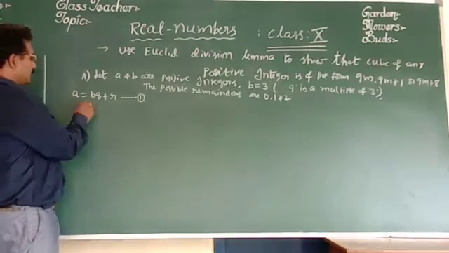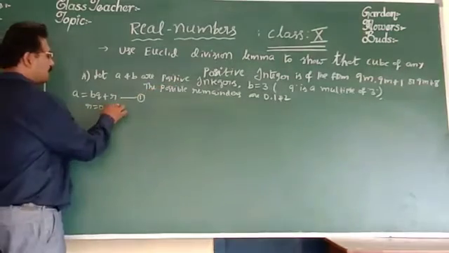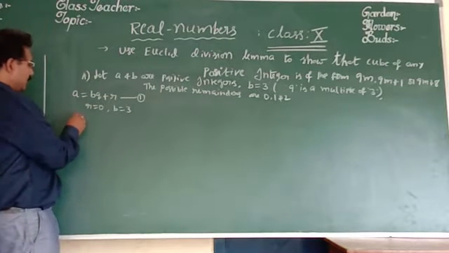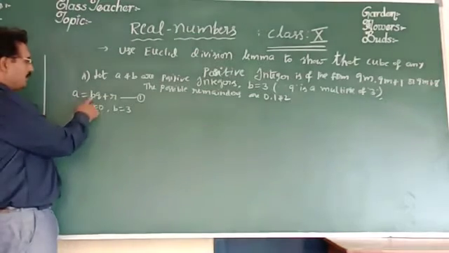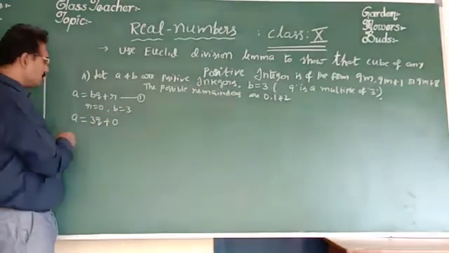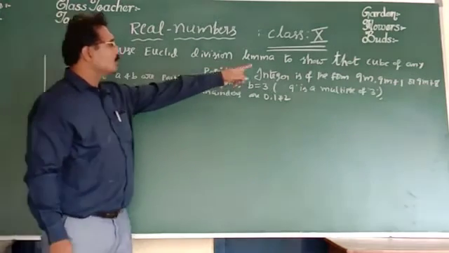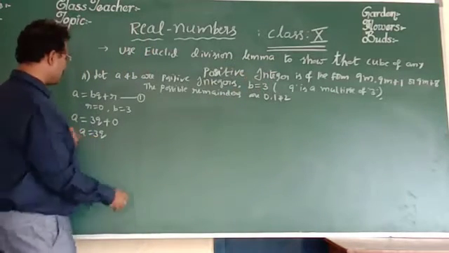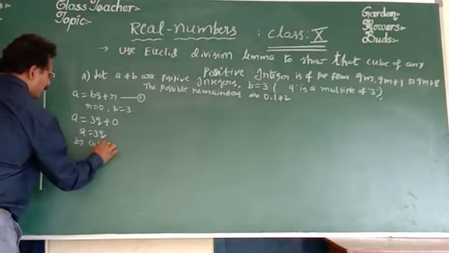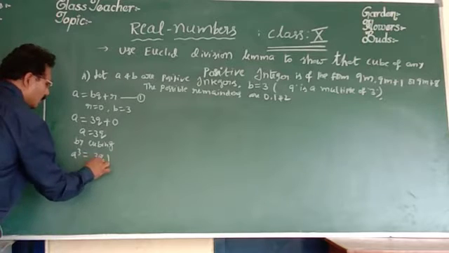Now first put r is equal to 0, the remainder. But what is b? b is equal to 3, and r is equal to 0. Therefore a is equal to bq, that means 3q plus 0. r is 0, therefore a is equal to 3q. But what is the question? Cube of any positive integer. So that's why by cubing on both sides, a cube is equal to 3q whole cube.